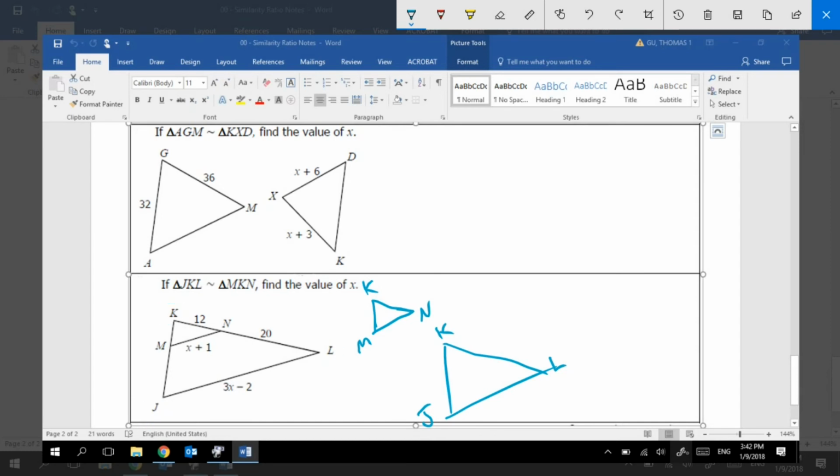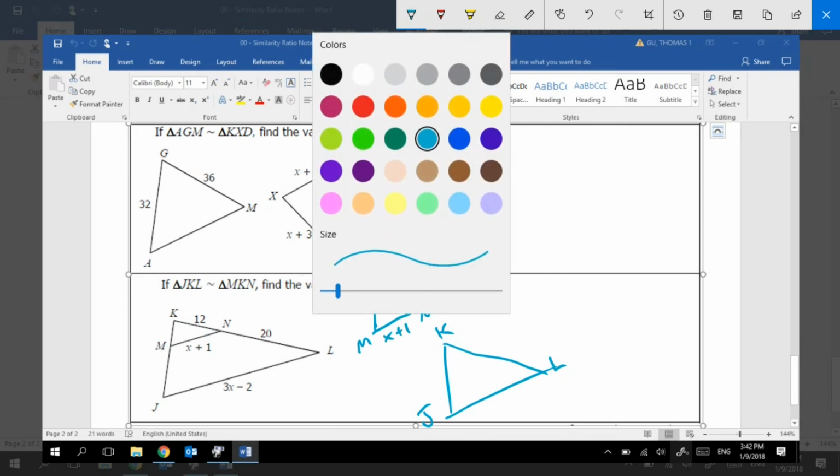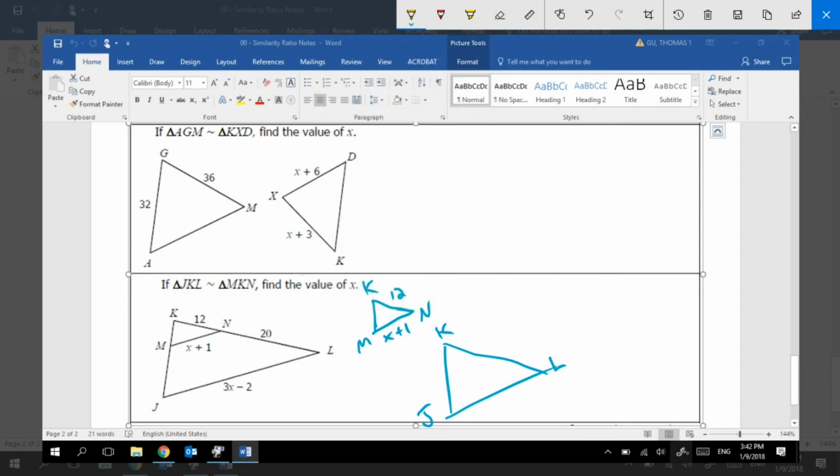So now what are the side lengths though? So KN right here, that'd be this side right here, that's 12. And what's MN? That's right here, that's X plus 1. All right, now let's look at our bigger triangle. So on our bigger triangle, let's start with JL actually. JL is right here, and on our original picture we can see that it's 3X minus 2. And then what's KL though? KL is this whole length. So that's going to be 12 plus 20 because it's both of those lengths. So what's 12 plus 20? 32. Yeah, 32.